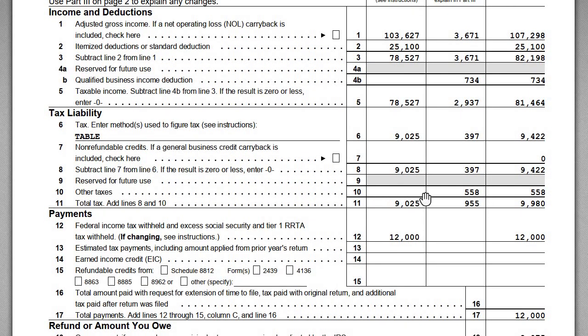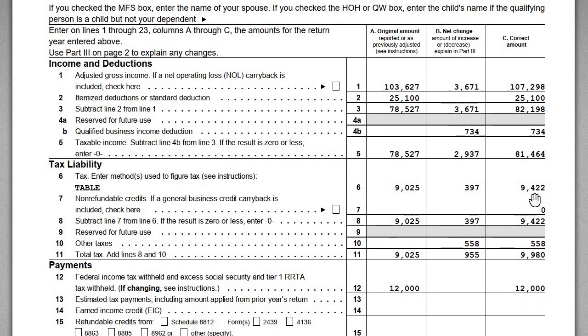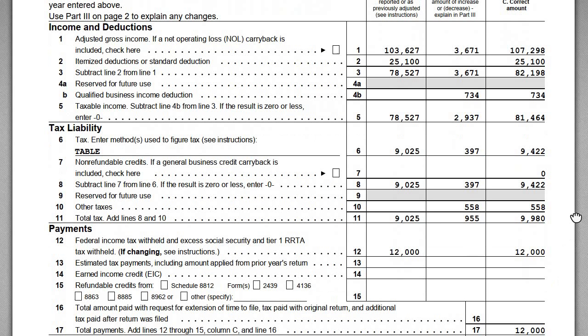Line 9, we have other taxes. Note here, this is the self-employment tax, right? It wasn't on the original return. It is now on the corrected return. So what I recommend doing, if you're filling this out by hand, is fill in the original column, fill in the corrected column, and then subtract the two to get the net change, okay?